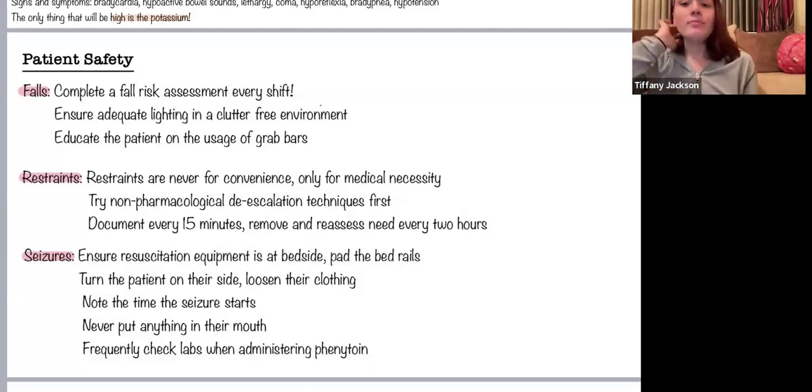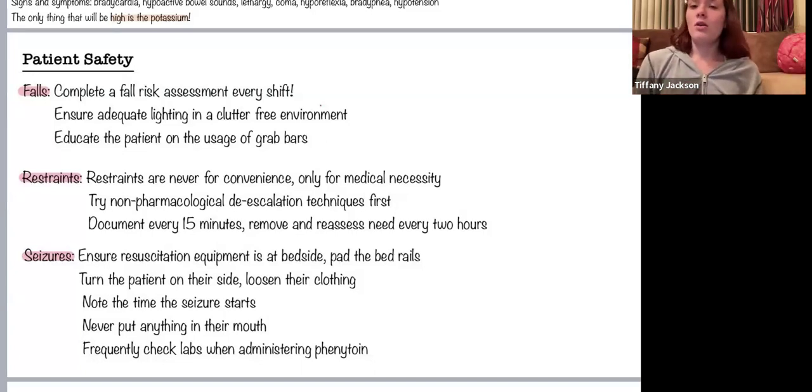So, when a patient is in restraints, you're going to need to document on them and the restraints every 15 minutes. So we're assessing their behavior, we're assessing neurovascular status. If they've got restraints on their wrists, we want to make sure that we've got good pulses, good temperature, that they're not too tight. We are always going to try to use other techniques before using restraints, such as de-escalation techniques. Remember, sedatives are a chemical type of restraint, so we want to try everything else before.